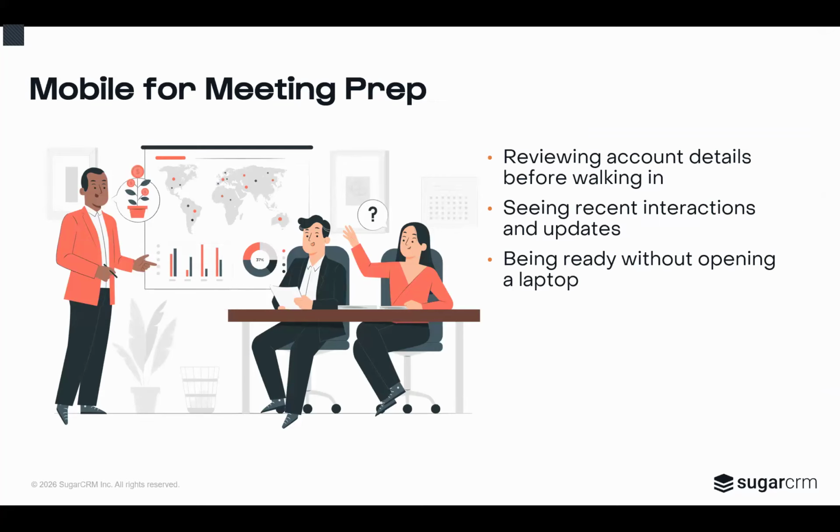Mobile for meeting prep. Okay, so some people just use mobile afterwards. I use it before, in the middle of two meetings, and afterwards. Sometimes we just finished talking, they're walking away, and I'm starting to update that particular record. Or if I don't do that, I have to write myself a note because I have a horrible memory. So this is great for beforehand, right? You're going to review the account details before you walk in. You're going to see any additional interactions, whether or not they're from you. It could be from somebody else on your team that has interacted with them, and being ready without opening your laptop up, right?